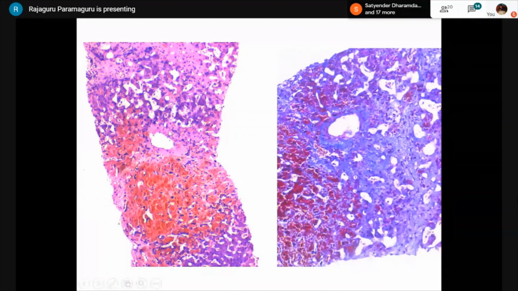This is a terminal hepatic venule where the surrounding area is completely collagenized. Here again you can demonstrate it in the trichrome. Any diagnosis for this in the comments?